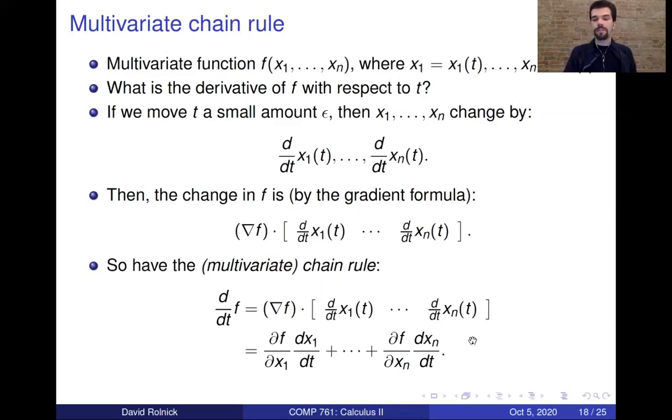If we expand this out, this is the multivariate chain rule: the partial of f with respect to x1 times, this is just what the dot product is, the gradient with this vector, the partial of f with respect to x1, the derivative of x1 with respect to t, plus the partial of f with respect to x2, the derivative of x2 with respect to t, and so on.